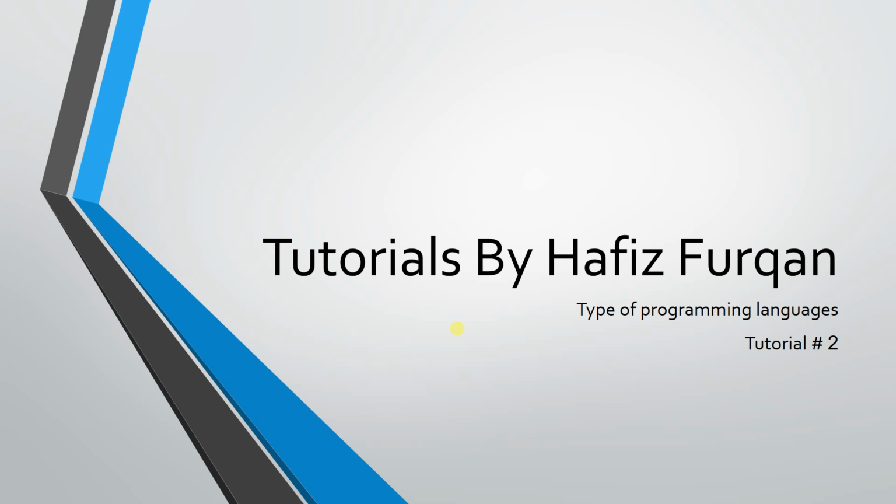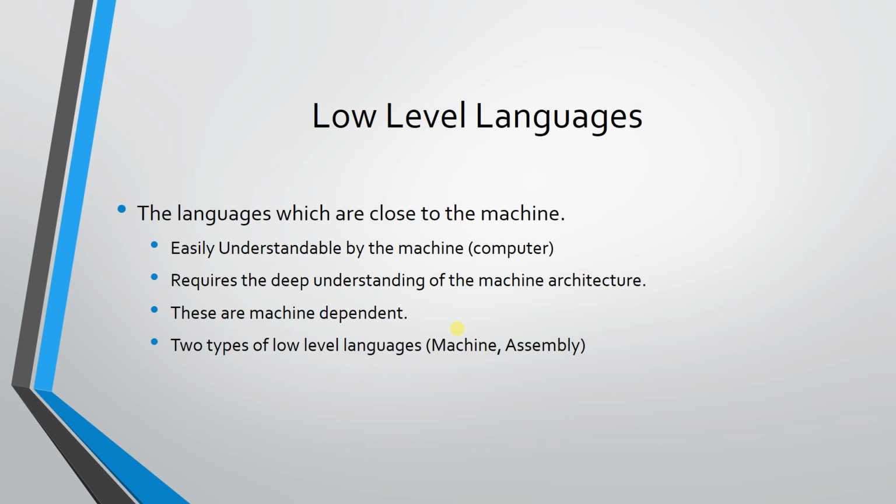So what are the low level languages? The languages which are close to the machine. The machine doesn't have any ambiguity in understanding these types of languages because these languages are easily understandable by the machine or the computer. To learn these languages, we have to get complete knowledge of computer architecture first, like what is RAM, what is ROM, how the CPU executes any instruction, how the CPU stores data into the main memory or any other memory.